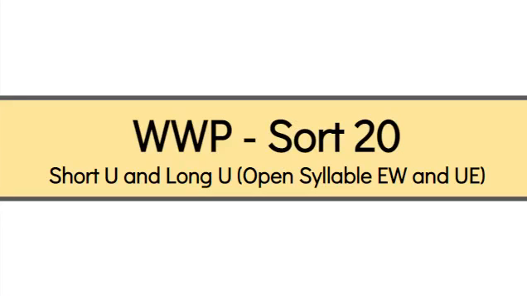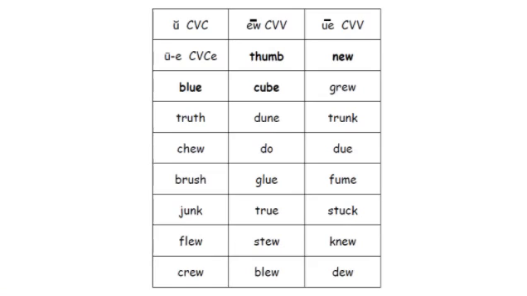Today we're going to look at the within word pattern sort number 20. Our focus today is on the short U and a couple of long U spelling patterns. Let's take a look at our words. I'm going to read through these together, starting in the first column.